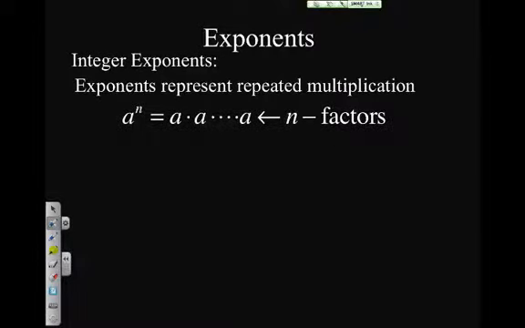So we can see that in general, any number a to the nth power just means a times a times a times a until you have n of them multiplied together. So there are n factors of a, that many.